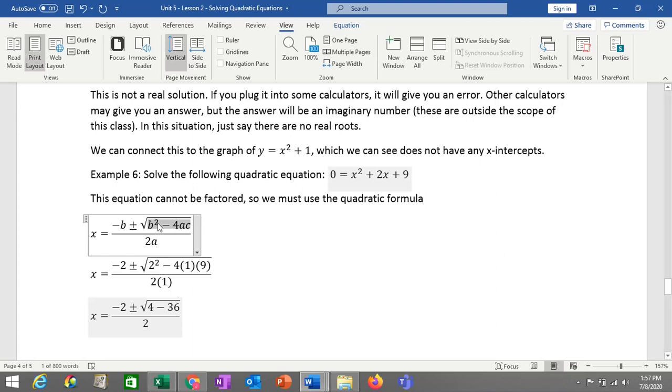So we call this the discriminant. We're not going to worry about that in this class. But if you want a shortcut, so to speak, just to see if there are or are not solutions or how many there are, you don't actually have to do this whole formula. Just do b squared minus 4ac.